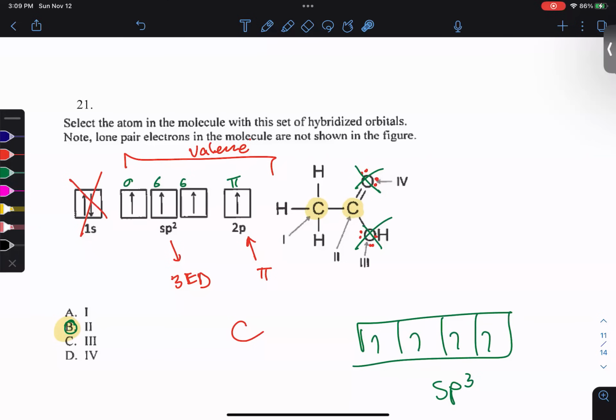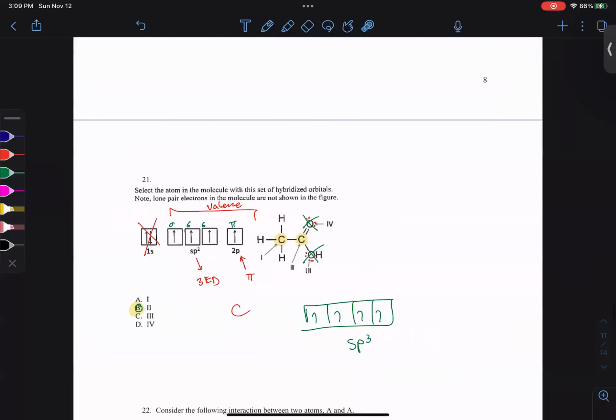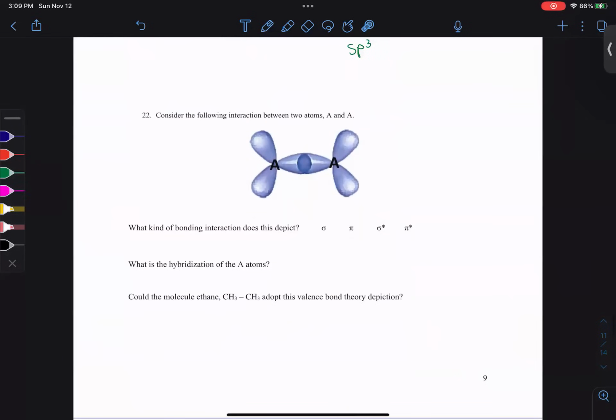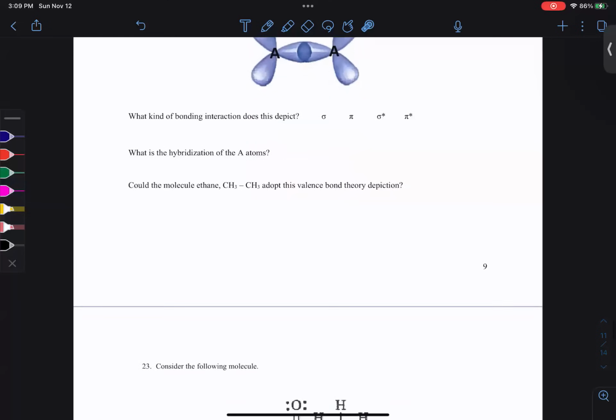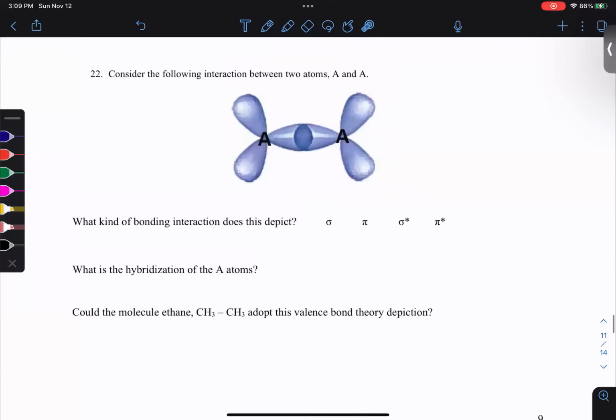Good. Okay. All right. So, then let's do this one too. I like this one.